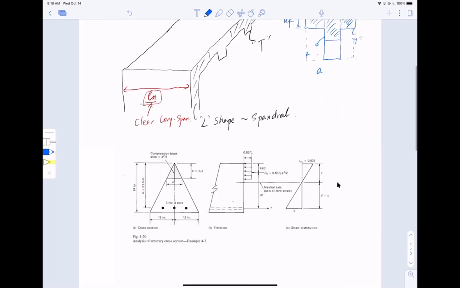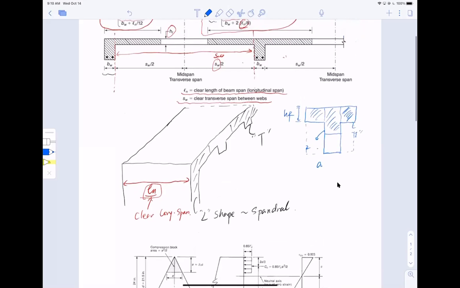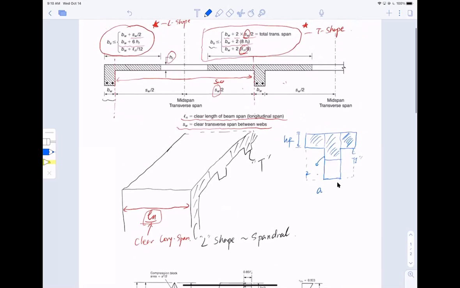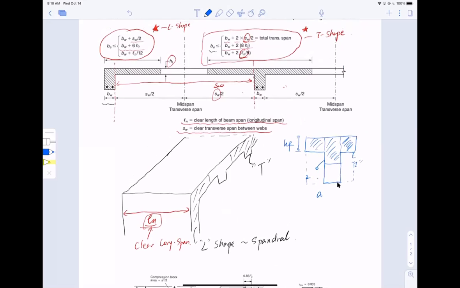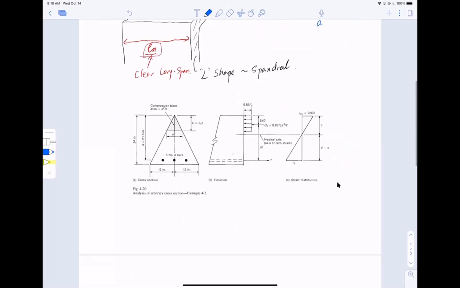Any questions on the T-beam so far? Any questions? If you still have trouble solving the homework, right now is good timing. Any questions on this? Okay. All right. So let's move on.